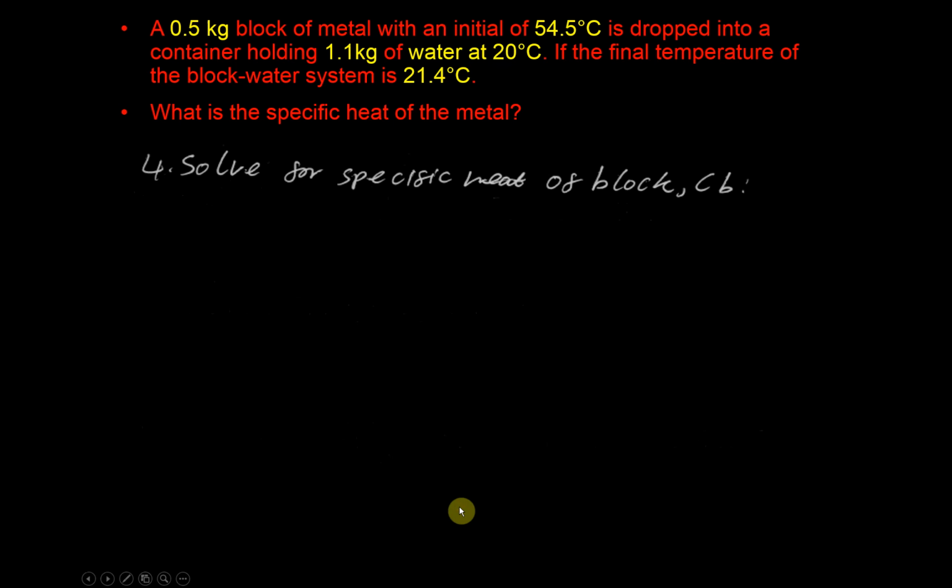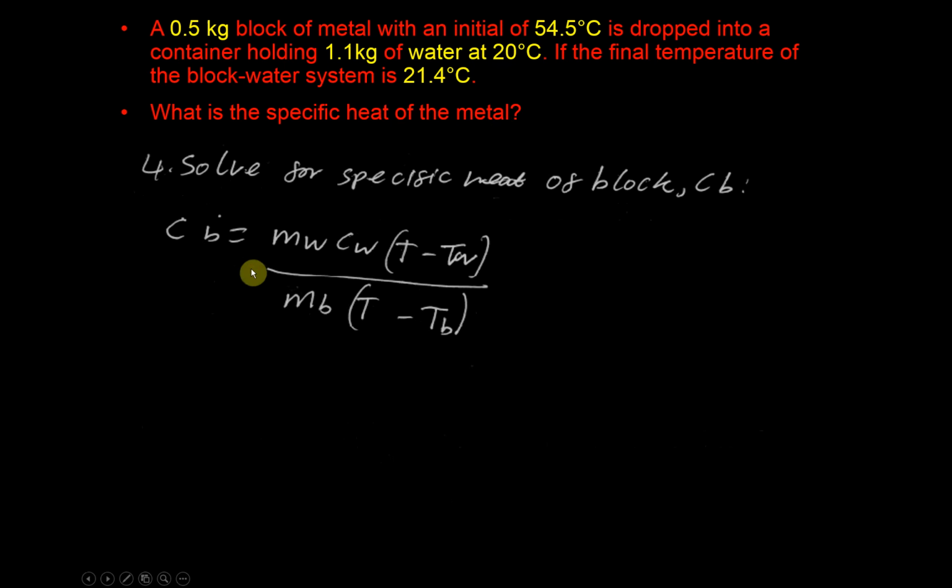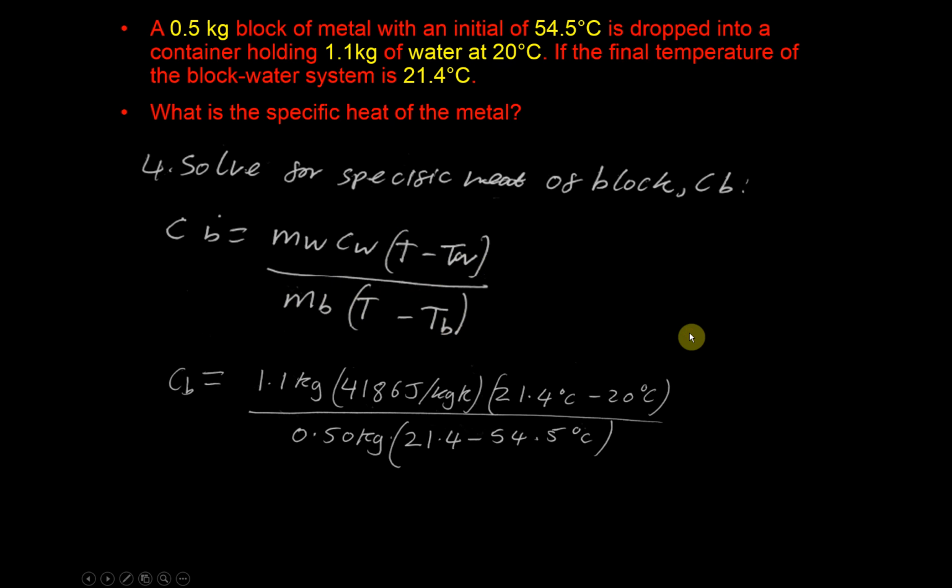So now let's solve for CB, the specific heat of the block. And that's what we care about, the specific heat of the block of metal. If we rearrange our previous equation, we'll end up with mass of the water, specific heat of the water, times delta T, over mass of the block times delta TB. Substitute the values in.